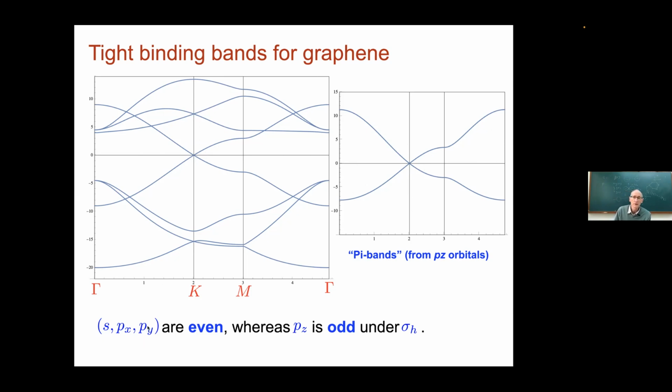I'll give you one homework problem where you'll do the other thing. You'll do these three bands, and these are simpler. For pedagogical reasons, I prefer to restrict myself for this lecture to these two bands. They are called the pi bands, and there are two bands because there are two pz orbitals per unit cell, one per atom. Okay.